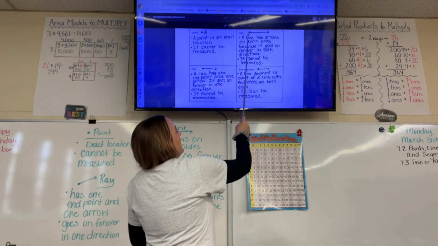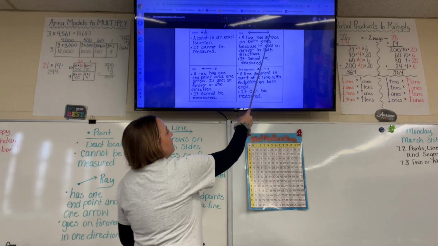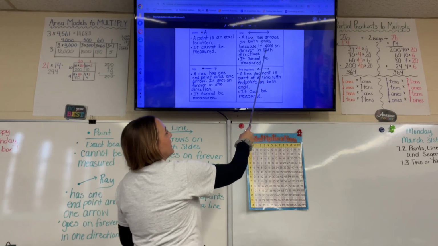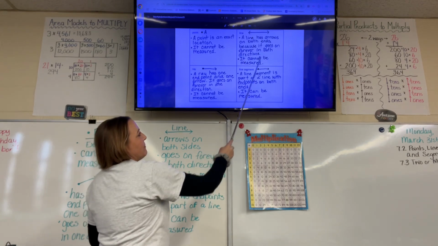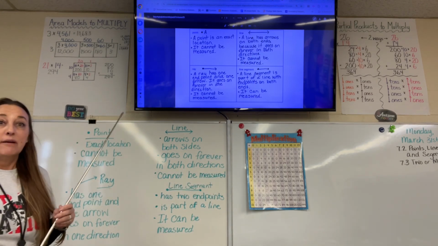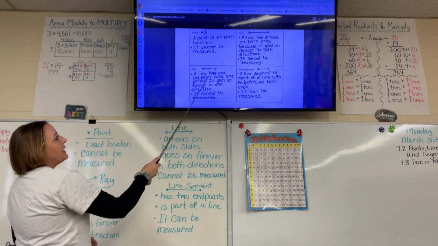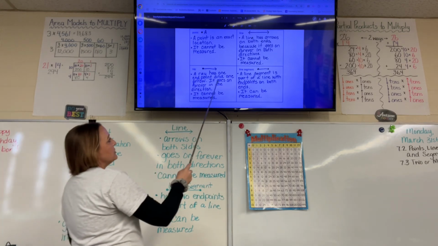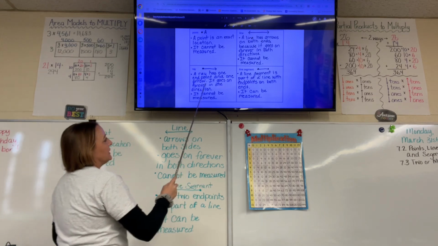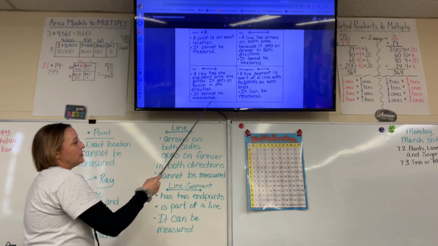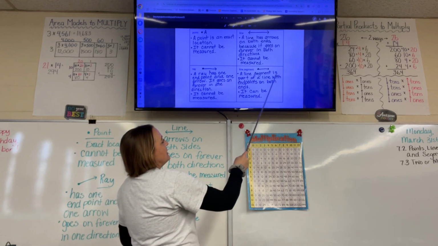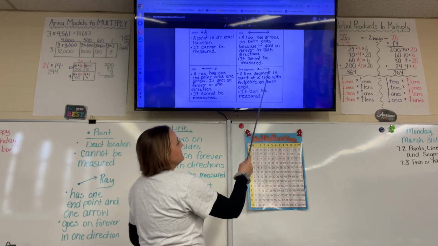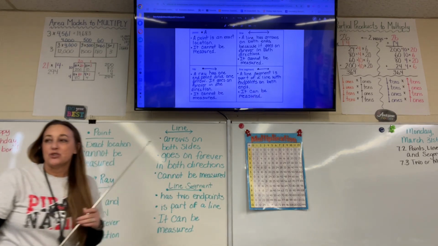A line has arrows on both ends, because it goes on forever in both directions. It cannot be measured because it goes on forever in both directions. A ray has one end point and one arrow. It goes on forever in one direction and it cannot be measured. A line segment is a part of a line with endpoints on both ends and it can be measured.